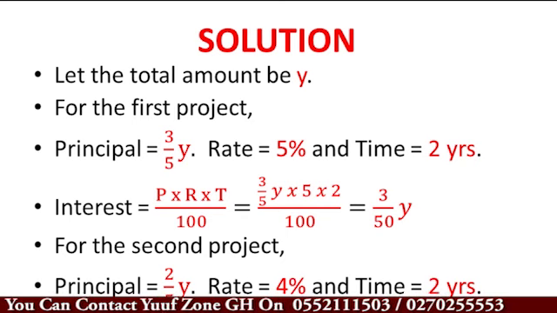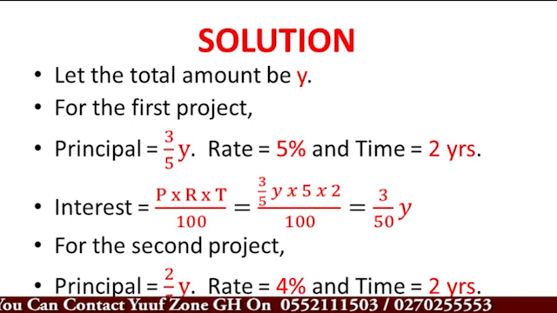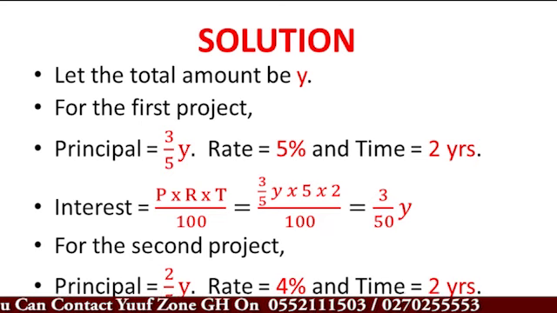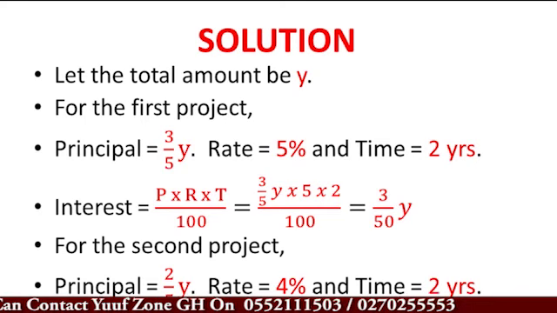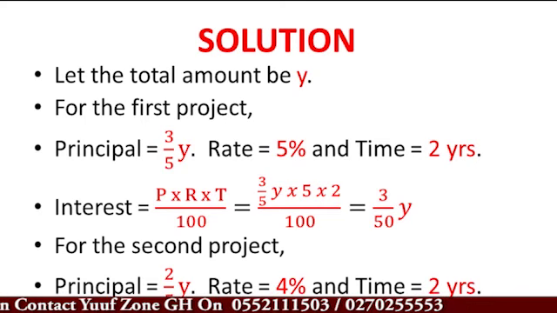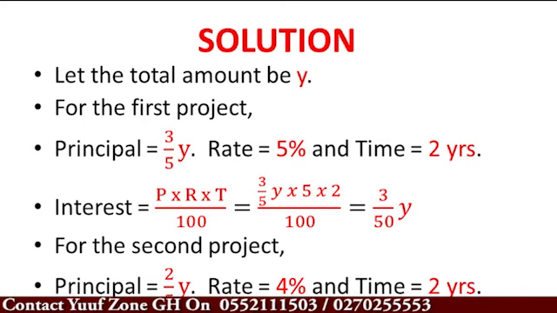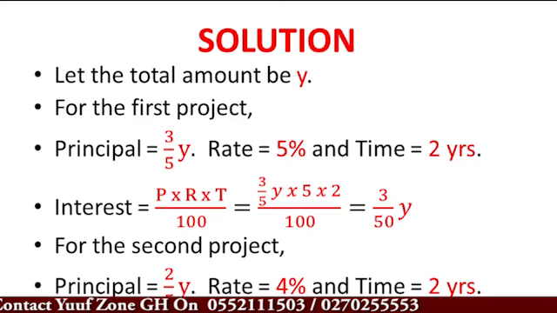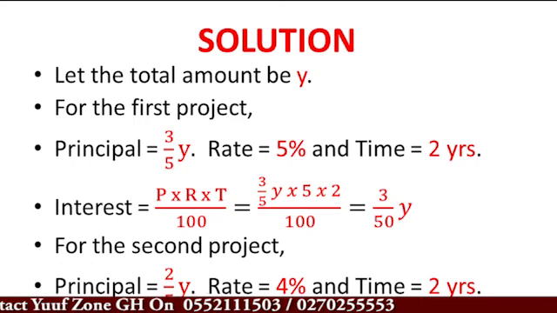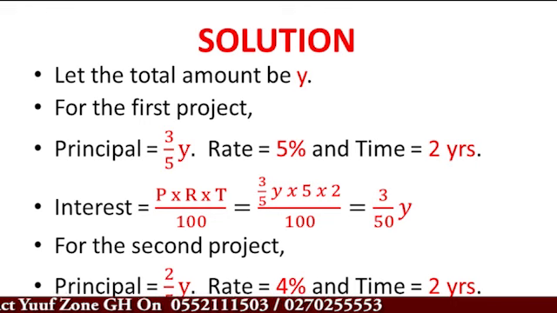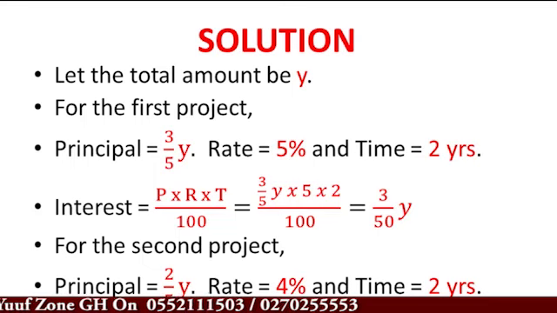So we have to let a variable represent the amount of money the man invested into the two projects. I am using y. It's not automatic that you should use y, you can use any other variable. So let the total amount be y. That means that is the amount of money the man invested into the two businesses. Then we are going to look at the first project and then the second project. I told you Gary and then mushroom.